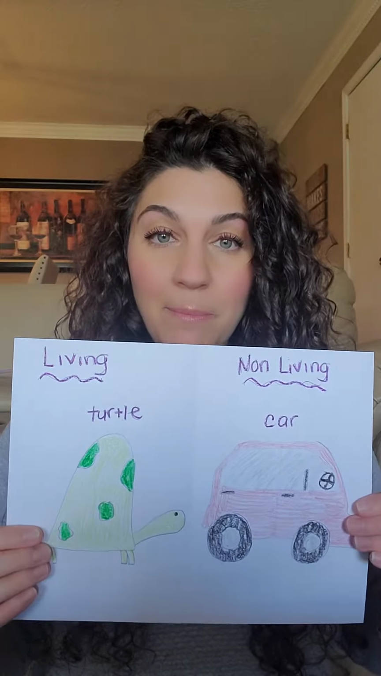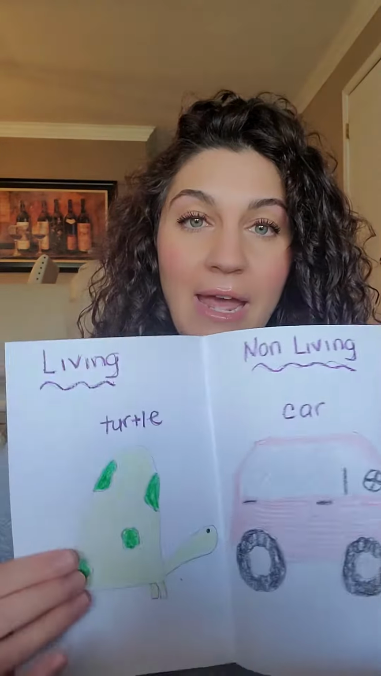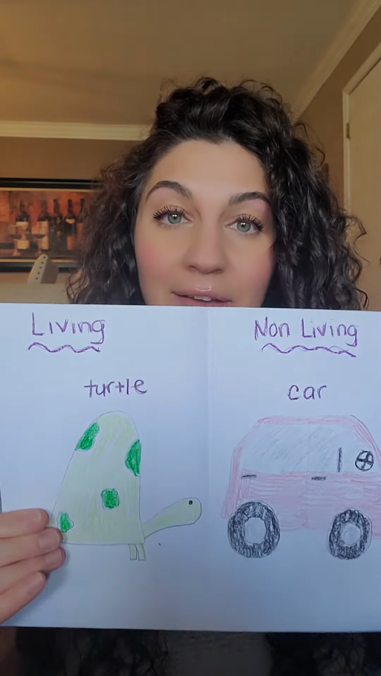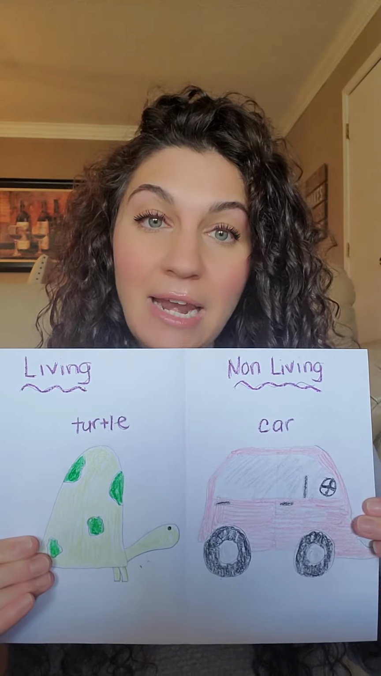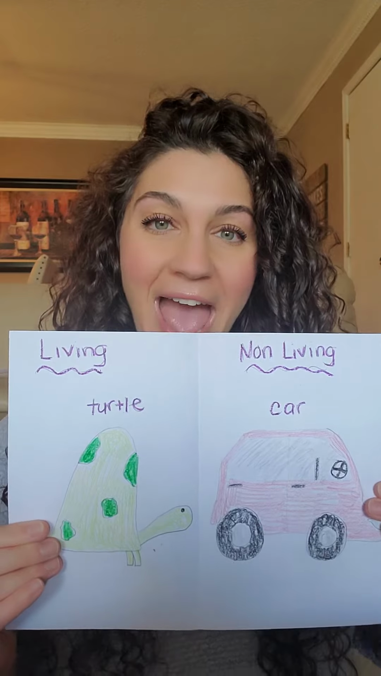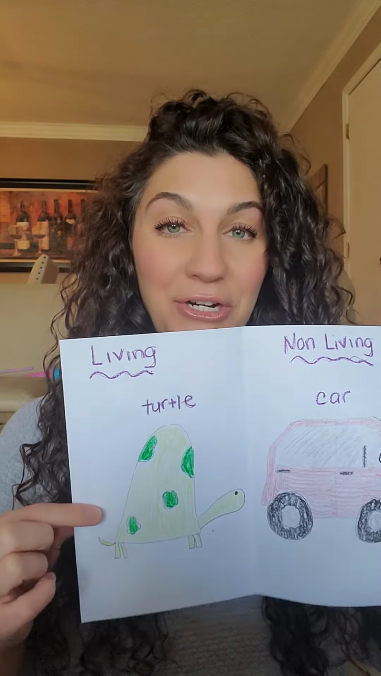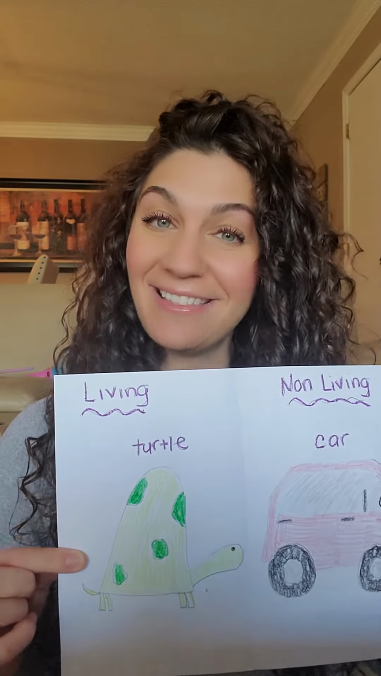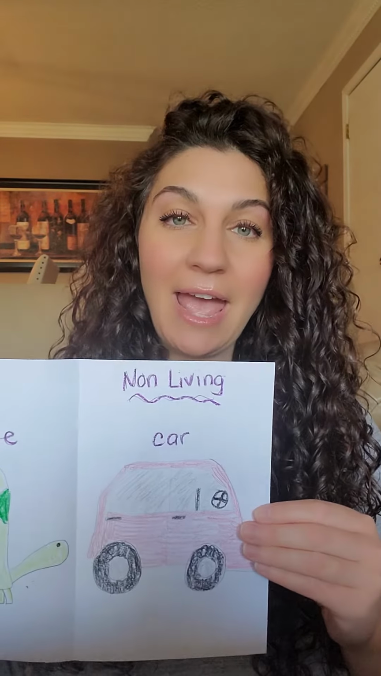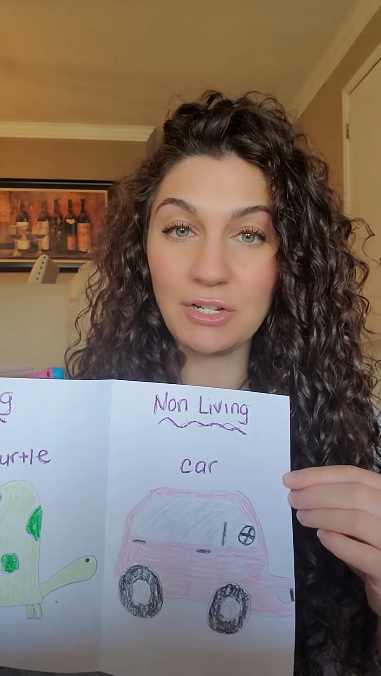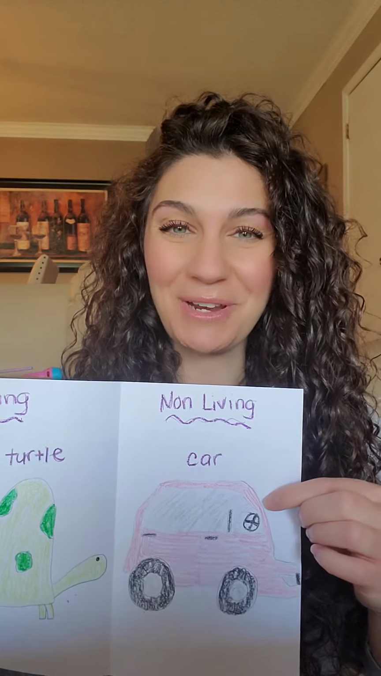So here's my paper. I just folded it in half. You can use your journal, whatever you have. And at the top of one side, I wrote living, and at the top of the other side, I wrote non-living. And on the living side, I drew a picture of a turtle because a turtle is alive. And on this side, I drew a picture of something that's non-living. I drew a picture of a car.